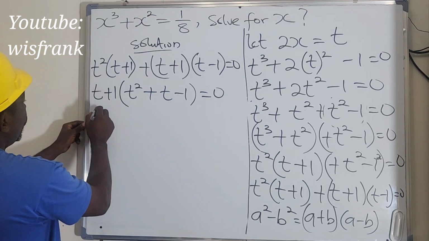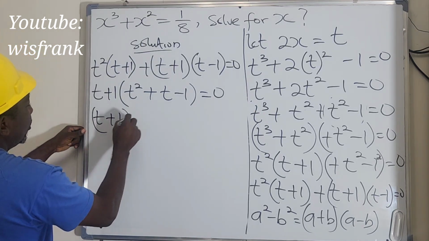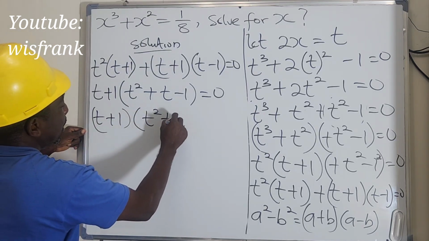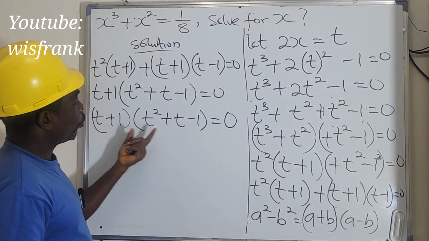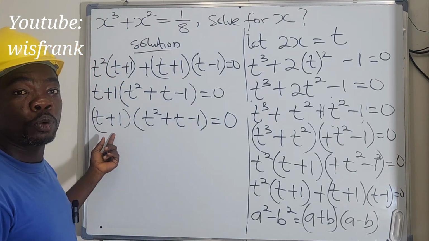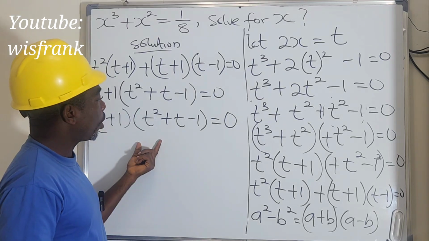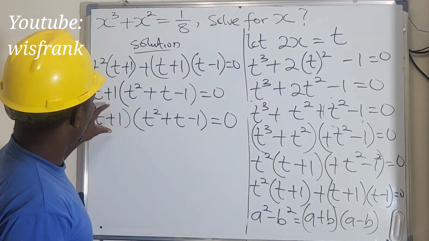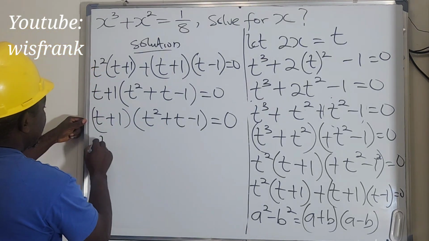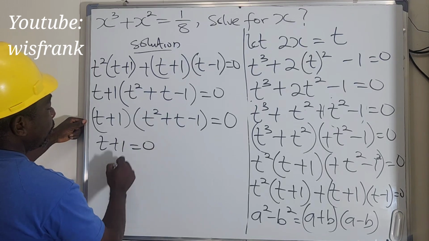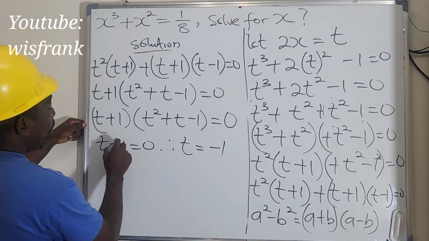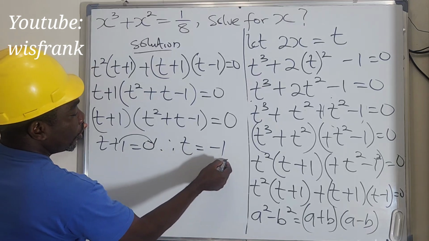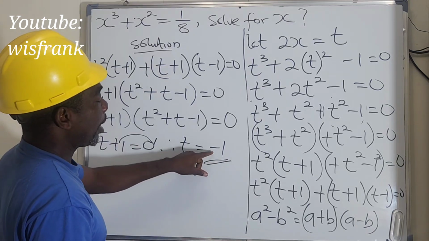So this is 2 parentheses, t plus 1, then we have t squared plus t minus 1 equals to 0. So we have 2 parentheses. It is either the first one equals to 0 or the second one equals to 0. So the first one, we see that our t plus 1 equals to 0. Therefore, t equals to minus 1 because 1 will be transposed into this other side. So it becomes t equals to minus 1.